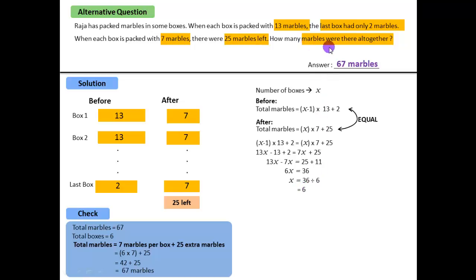But we are supposed to find the total number of marbles there were altogether. So let's take this equation to calculate the total number of marbles. It would be (x minus 1) times 13 plus 2. Put x in the equation. We get 5 times 13 plus 2, which is 65 plus 2. And that gives us our answer as 67 marbles. We can use the same method to check our calculations as well.